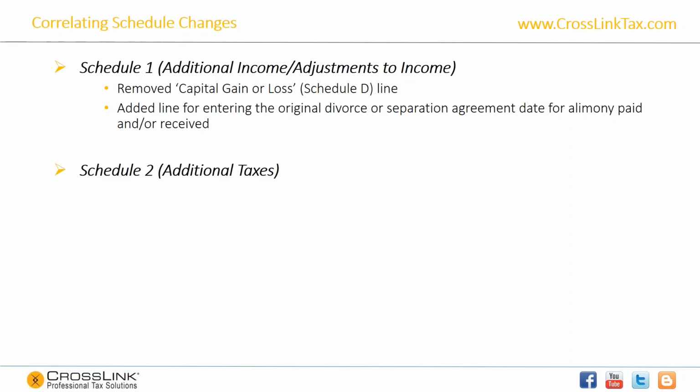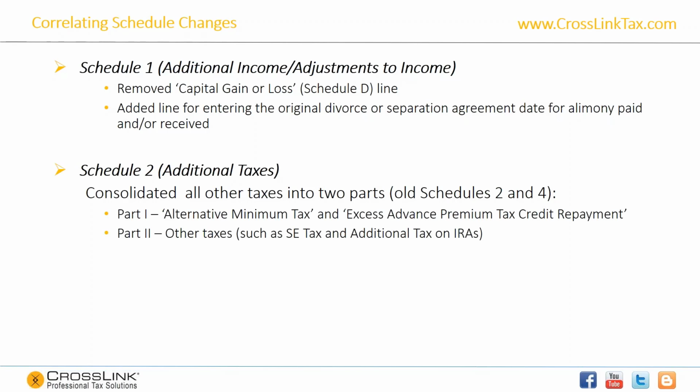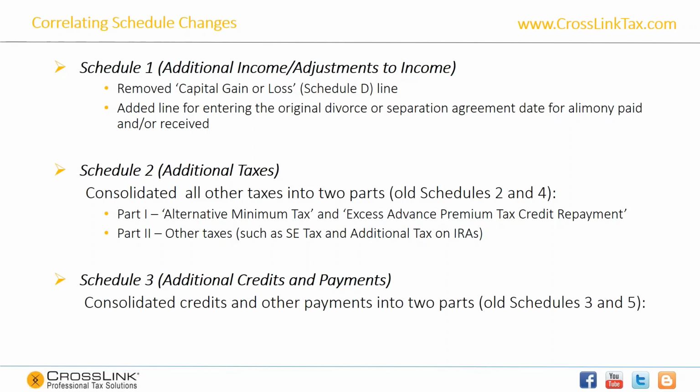On top of that, Schedule 2, the one that has to do with additional taxes, consolidates all of the taxes into 2 parts, the old Schedules 2 and 4. Part 1 will be the alternative minimum tax and excess advanced premium tax credit repayment. Part 2 will be other taxes such as the SE tax and additional tax on IRAs. And finally, Schedule 3, the additional credits and payments, will be a consolidation of credits and other payments into 2 parts. This will be the old Schedules 3 and 5. Part 1 will be non-refundable credits, and Part 2 will be other payments and refundable credits.